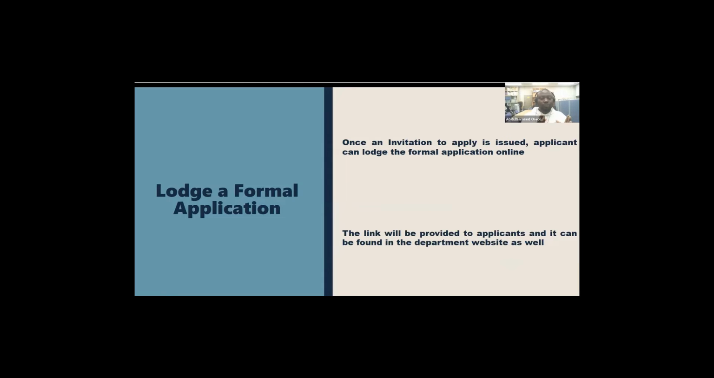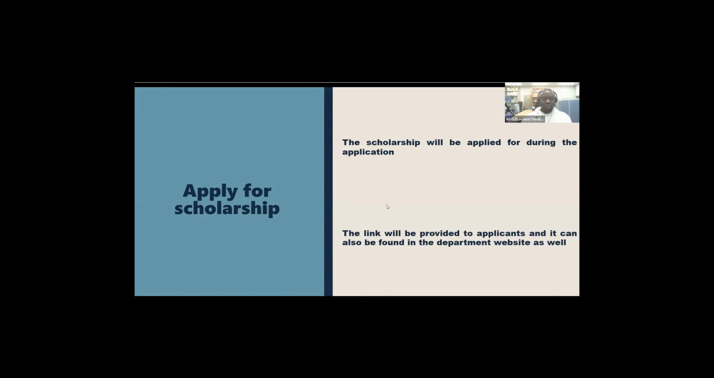Now you are going to formally lodge your application. Once an invitation to apply is issued, applicants can lodge the formal application online. I'm going to just run through it as well. The link will be provided to the applicant. If, let's assume, the school does not provide a link for you, you can get the link in the department that you went to when I started explaining this. So you are going to apply for the scholarship again, because there's a space that is going to ask you, do you want to apply for scholarship? You say yes. So thank you.